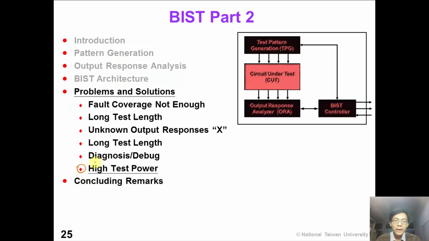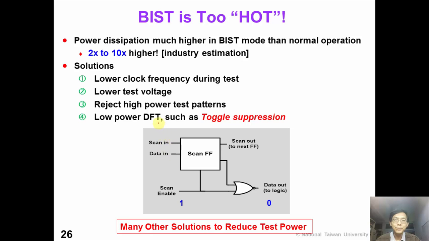Finally, let's look at the high test power problem of BIST. It is well known that BIST consumes a lot of test power because of the high test frequency. According to an industry estimation, the BIST power can be 2 times or even 10 times higher than normal operation mode. So there are many solutions available to reduce the BIST power.